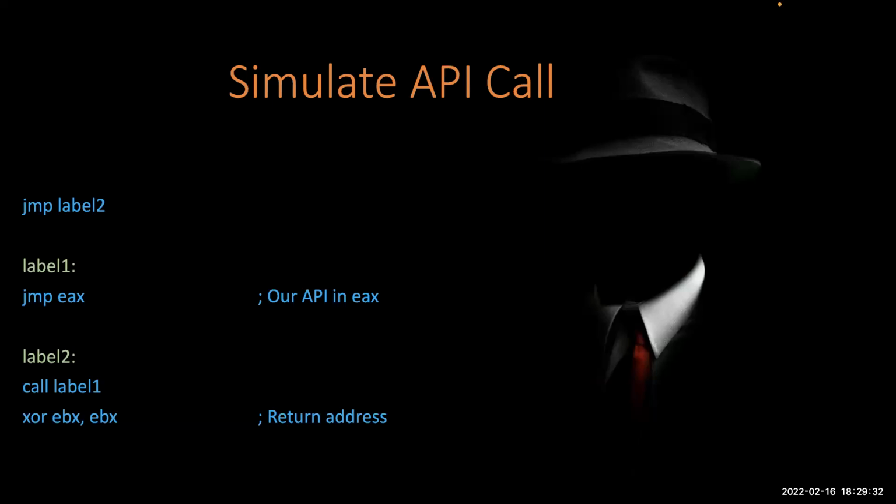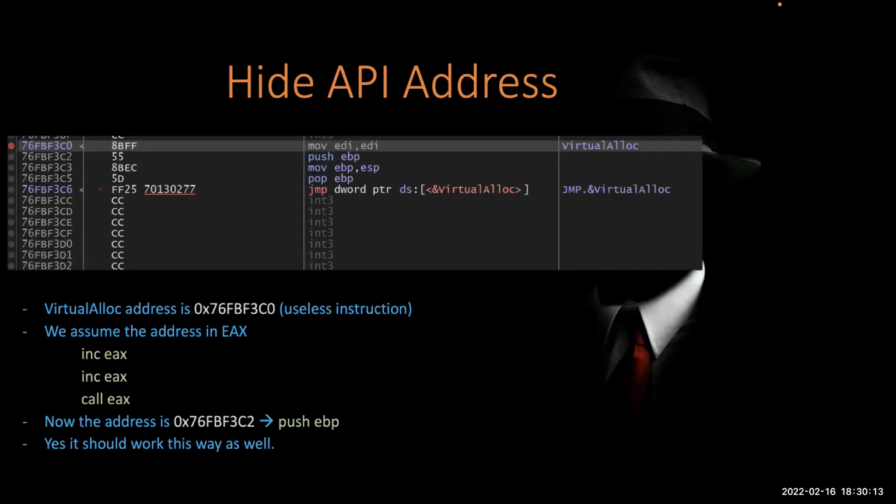So we can also simulate the API call using assembly. Here the first instruction is jump to label 2, and from label 2, we call label 1 up there. The reason we do this is because we want to push the xor ebx, ebx instruction, which is the return address, on the stack, but we don't want to call our function yet. We push that on the stack, and then we jump to label 1, and from label 1, we jump to EAX, assuming that the API is in EAX. So we did not make a call into EAX, but we still pushed the return address on the stack, and we jump to EAX.